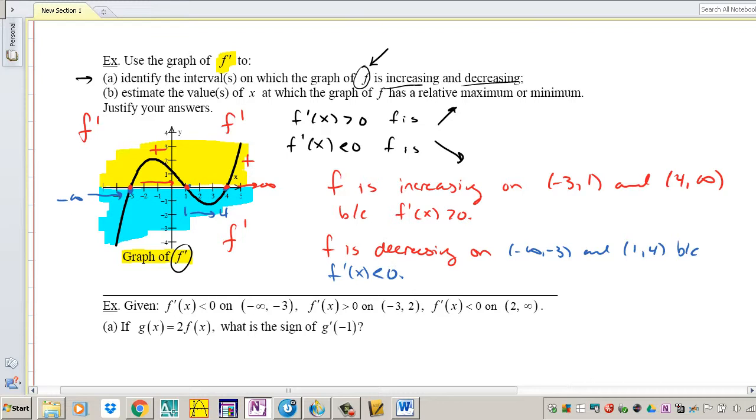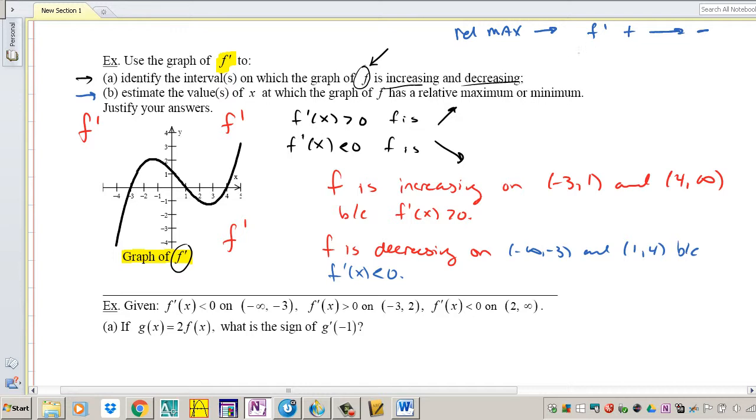Okay, so letter B. Estimate the values of x at which the graph attains a relative max and relative min. So let me go ahead and just erase all this. So when you have a maximum, a relative max occurs when f prime goes from positive to negative, and a relative min occurs when f prime goes from negative to positive.